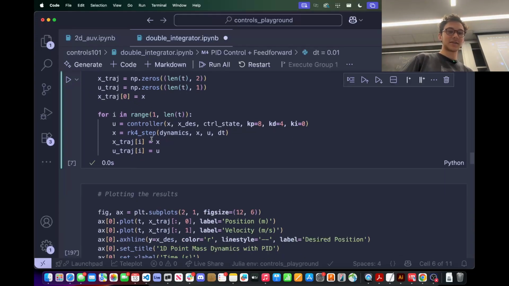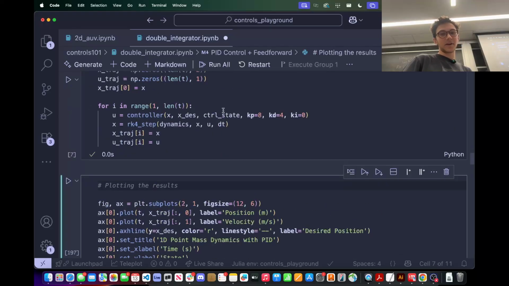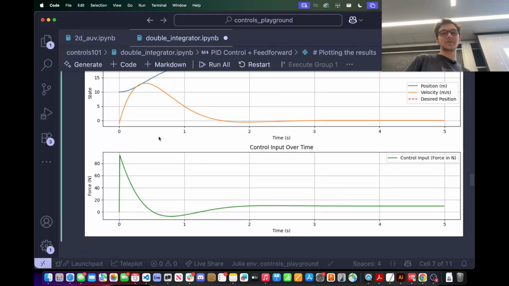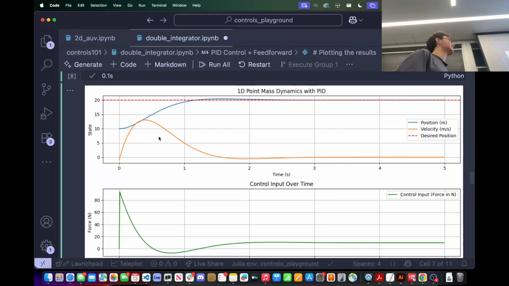But here, if I run this with the feedforward included, and we plot the position results, we can see this looks remarkably similar to the solution with the integrator. And this is because if you add this feedforward, you're doing feedback on a new system which basically does not have any external constant disturbances on it.